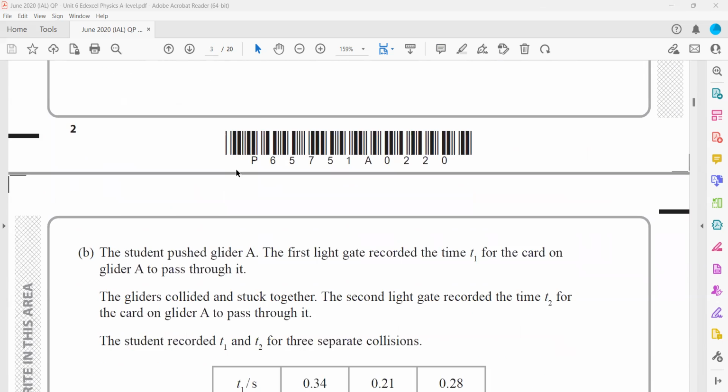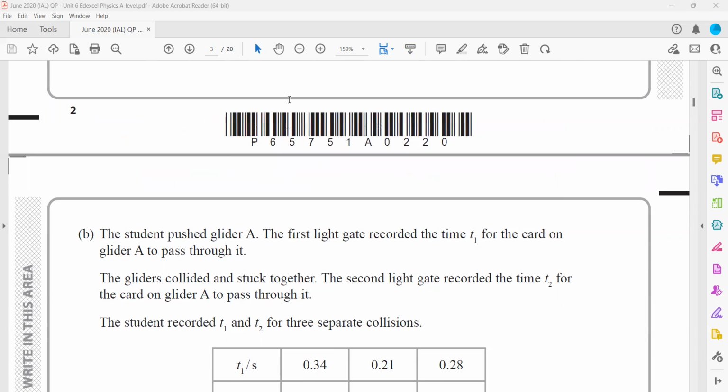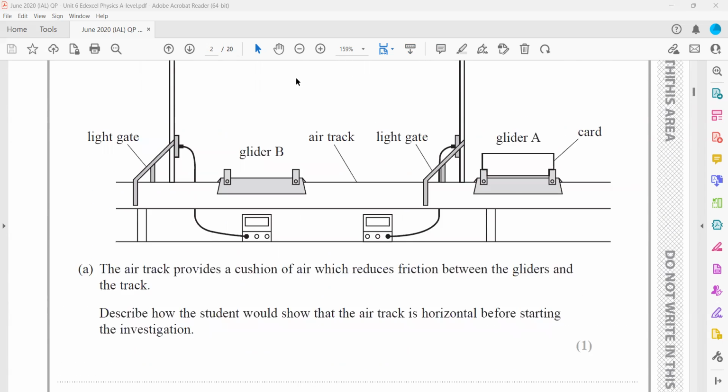The next part: the student pushed glider A. The first light gate recorded the time T1 for the card on glider A to pass through. The glider collided and struck another. The second light gate recorded a time for the card of glider A to pass through. The student recorded T1 and T2 for three separate collisions, like three different collisions, and the student calculated.